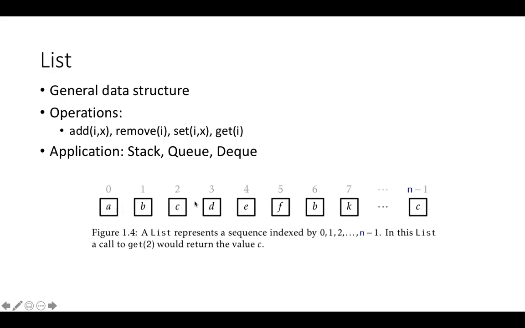So the list will look like this. We have elements. Every element has an index. It's similar to an array. The index has 0, 1, 2, 3, 4, 5, 6, 7 to n minus 1. And every element has data, let's say a character. So this list represents a collection of elements and they have indices. So if I call get 2, then I will get the element in the index 2, which is C.